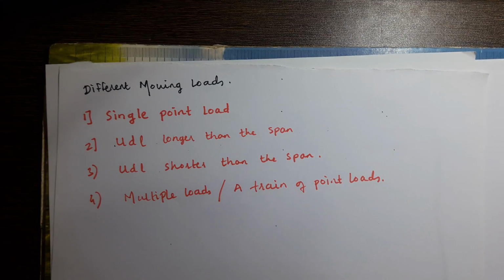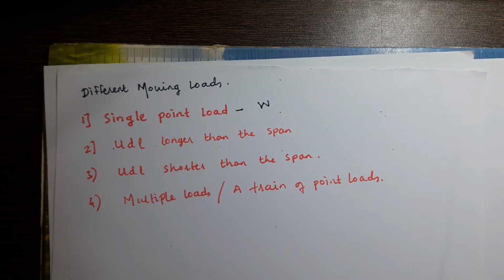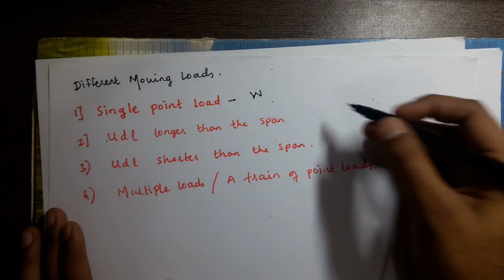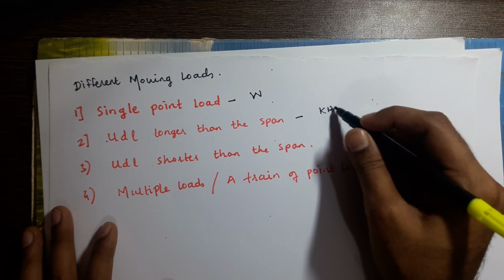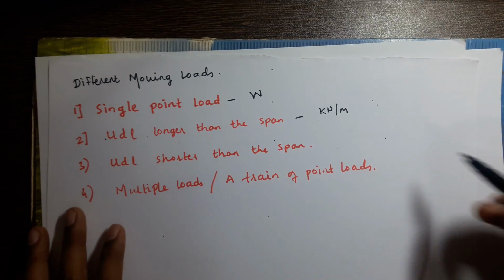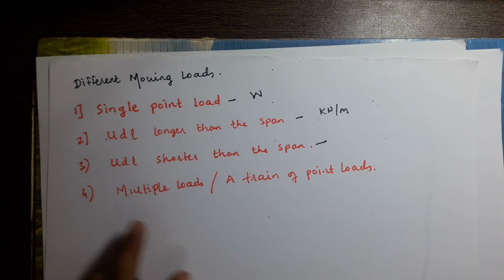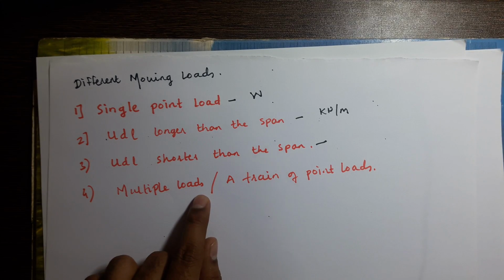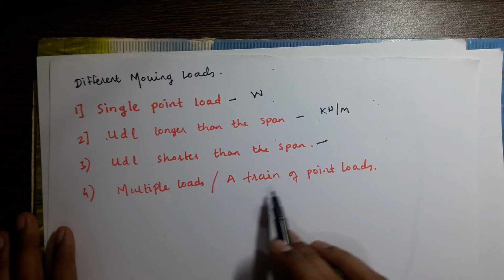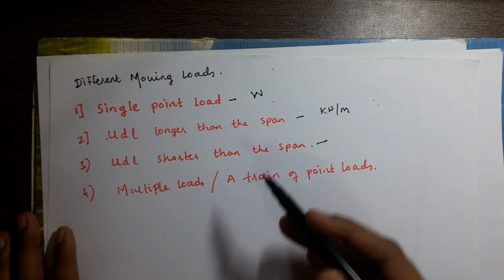So here we have different moving loads which are moving on the bridge. You have a single point load, I can name it as W. You can also have UDL. Intensity of UDL is kilonewton per meter, which can be longer than the span. You also have UDL, which can be shorter than the span, and multiple loads, okay, or a train of point loads. So these are the different loads you have.